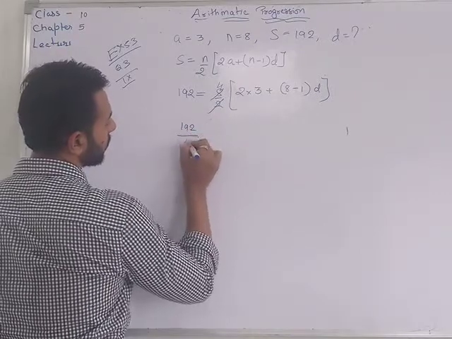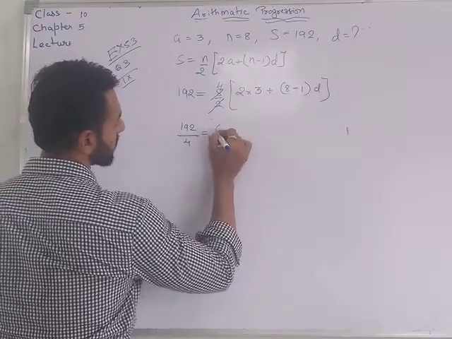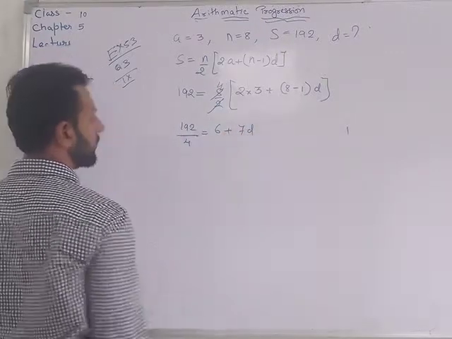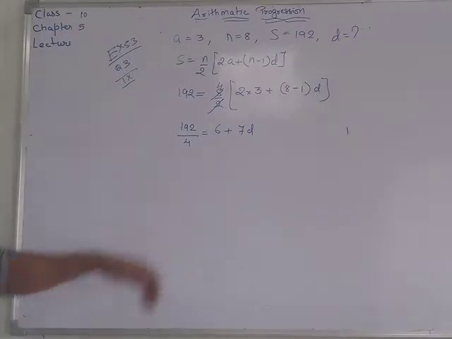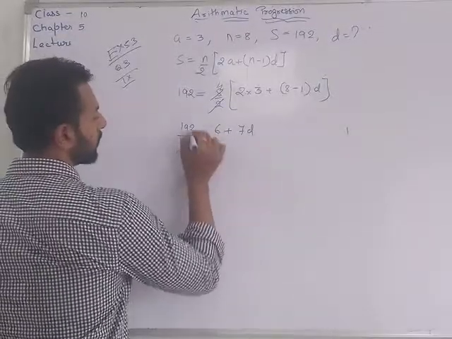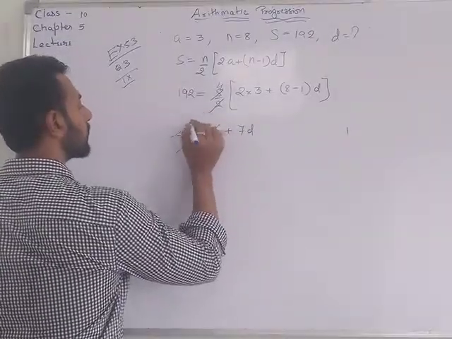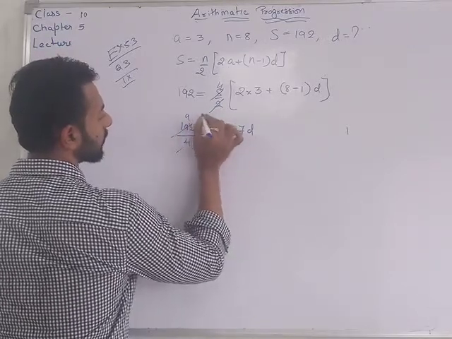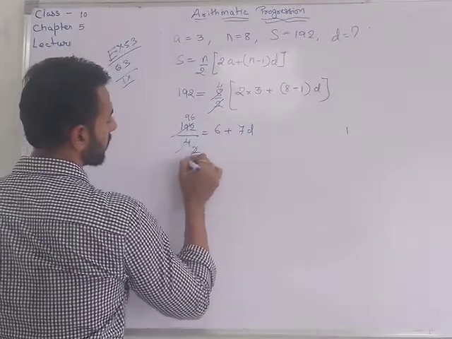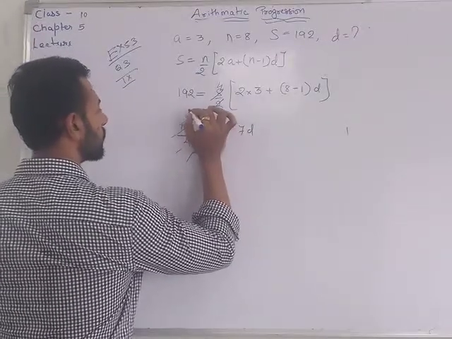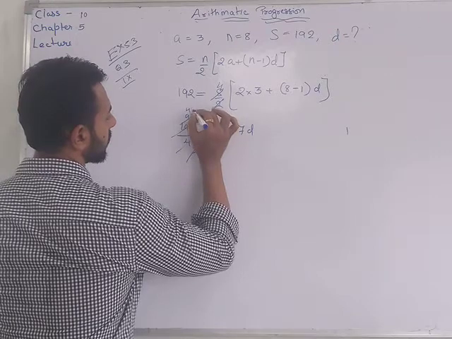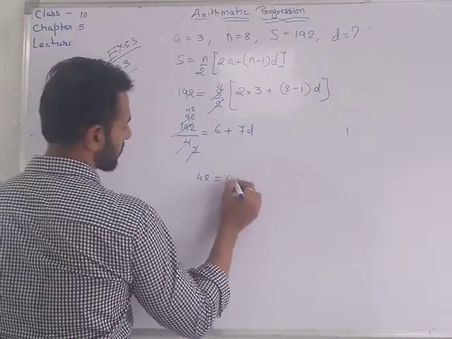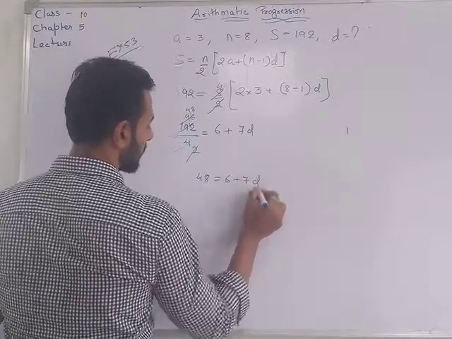192 divided by 4 is equal to 2 into 3, which is 6, plus 8 minus 1, which will be 7, into D. Cancel out with this. 2 2s are 4, 2 9s are 18, 2 6s are 12, 2 4s are 8, 2 8s are 16. So 48 is equal to 6 plus 7D.